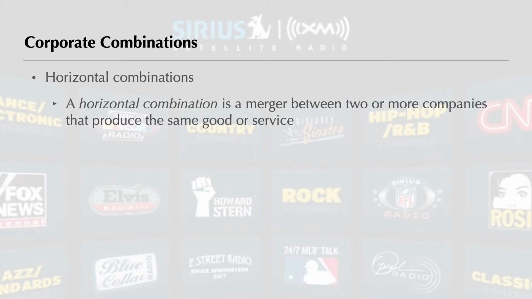For example, John D. Rockefeller and his associates organized the Standard Oil Trust, which was later broken up by the federal government, to control the U.S. oil industry. This trust was a horizontal combination in that it included many companies involved in the same industry: oil refining.